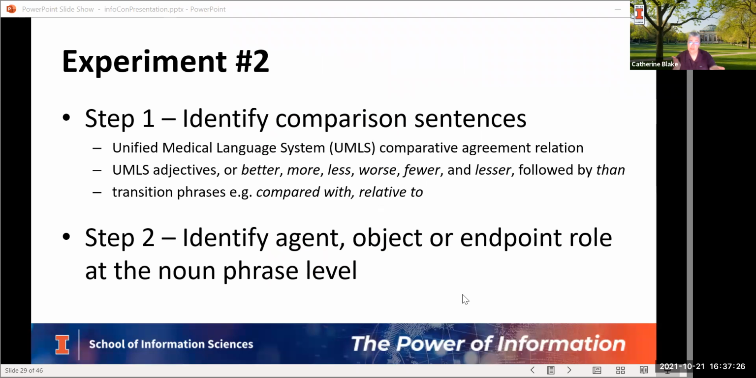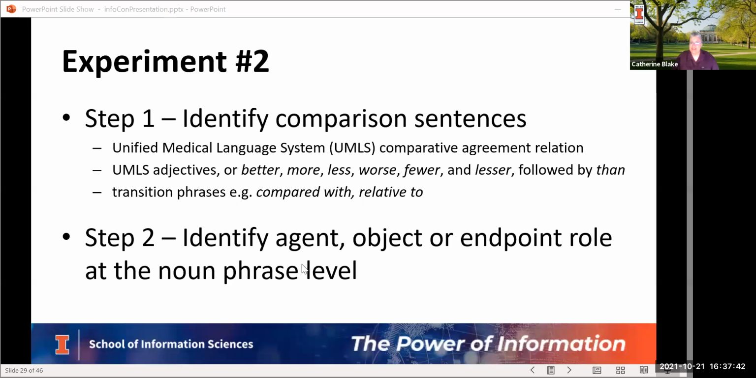So we had a two-step process in experiment 2. And again, in experiment 2, now we're at the noun phrase level. The first step was to get the comparison sentences. So the first step in this second experiment is actually the result from the first experiment.